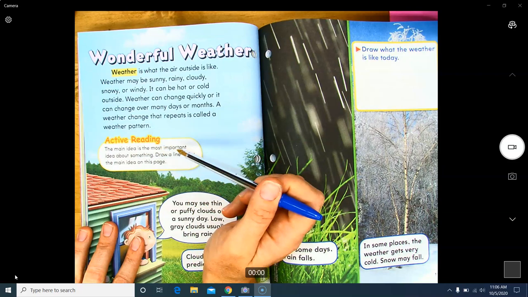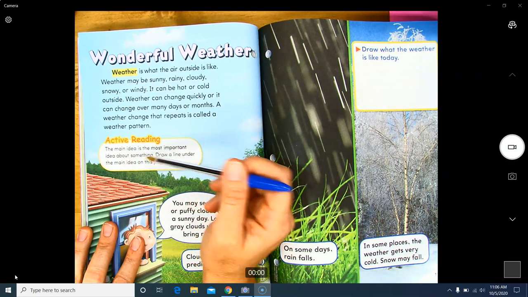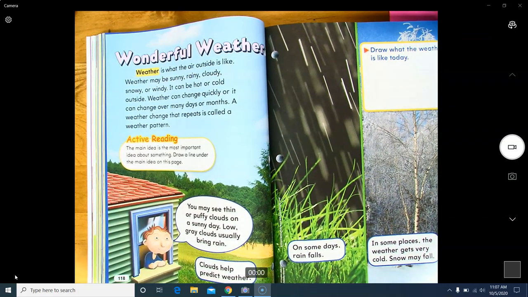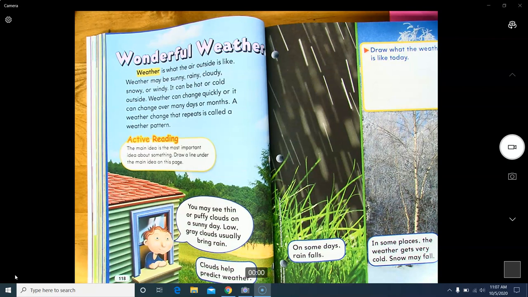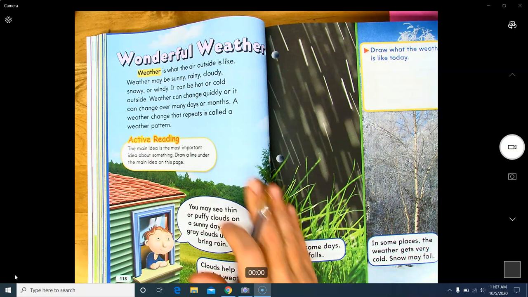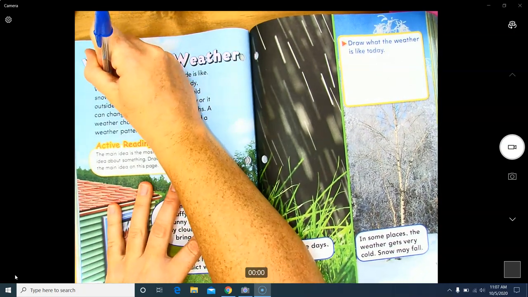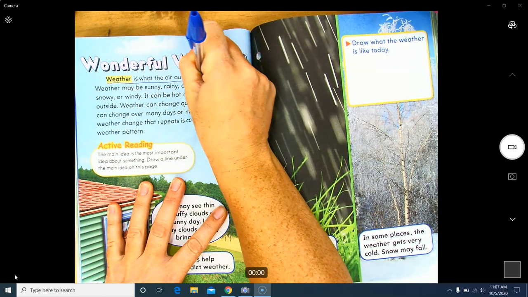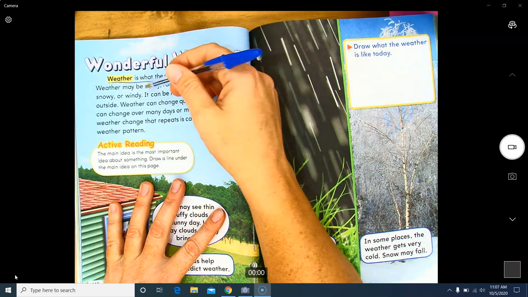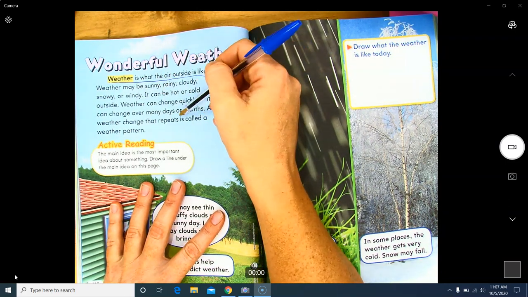Active reading. The main idea is the most important idea about something. Draw a line under the main idea of this page. So go back to that paragraph and find out which sentence is the main idea. Okay. So, the main idea of this paragraph is weather is what the air outside is like. Then it goes into the details on what the air outside is like.